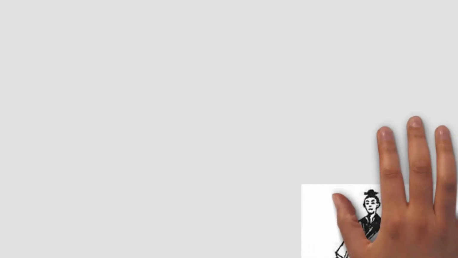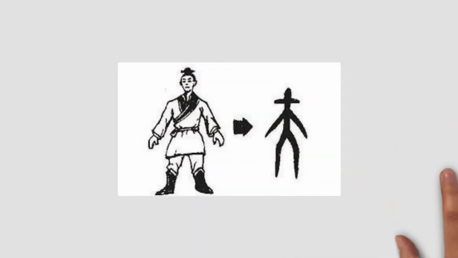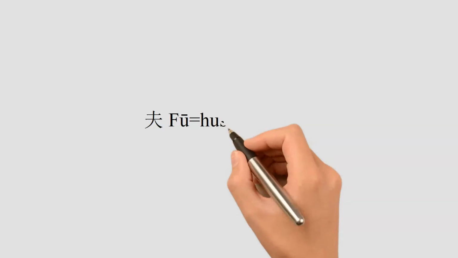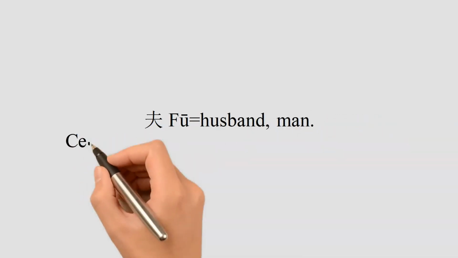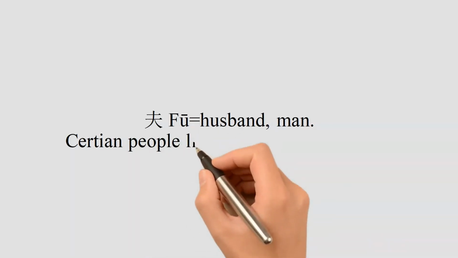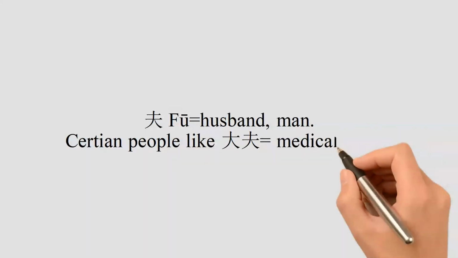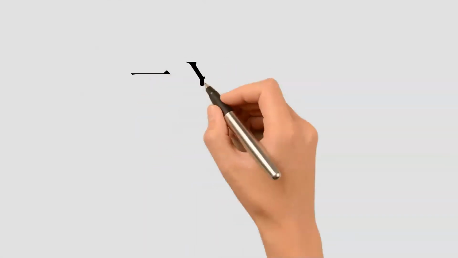Number 4, 夫. 夫 looks like 天, but the head of the person is a bit taller than the skyline. In ancient China, people used to say that the husband was bigger than the sky. So here, 夫 means husband or man, or sometimes refers to a certain position like 大夫. That's how we used to address the medical doctor in the past.